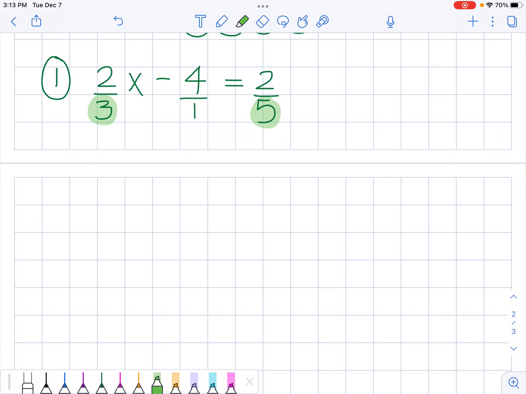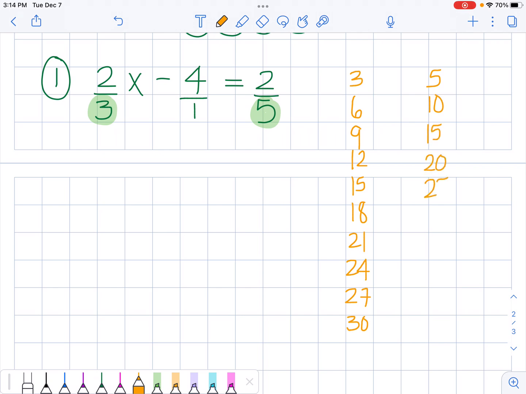So if you can't figure that out, the best thing to do is to write down all the multiples. So we're going to start with 3's. We got 3, 6, 9, 12, 15, 18, 21, 24, 27, and 30. And then we'll do our multiples of 5. 5, 10, 15, 20, 25, 30. Okay, so I noticed that both 3 and 5 go into 30. But I also notice that they both go into a smaller number, 15. So I'm going to use 15 as my LCD.